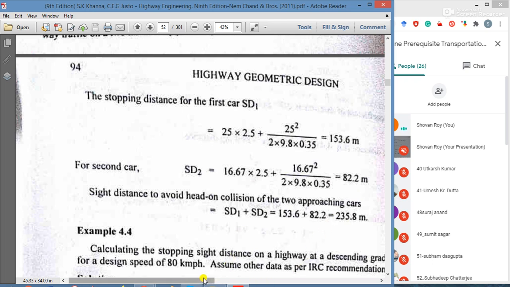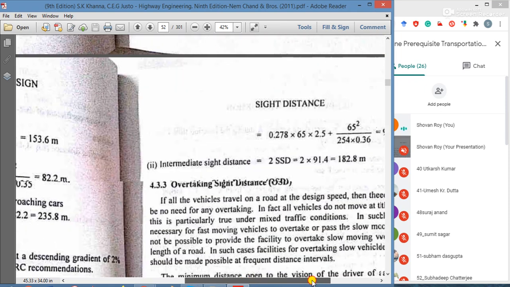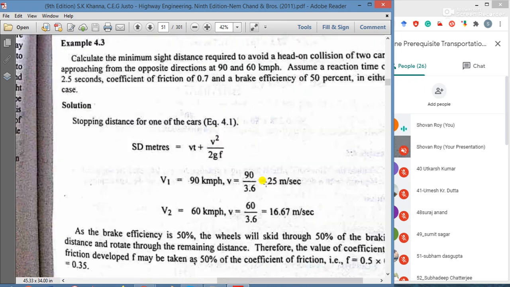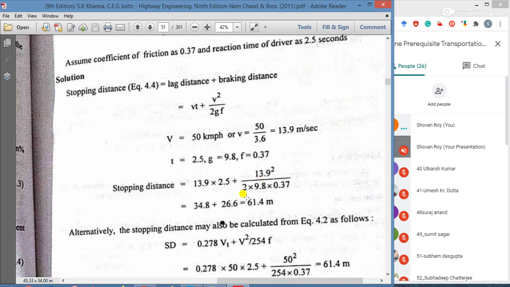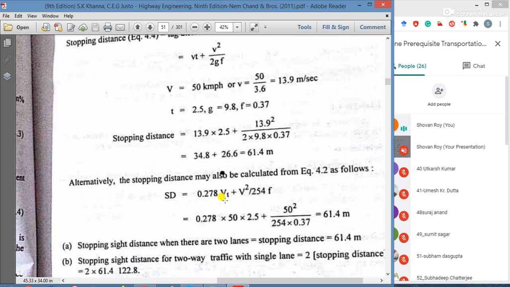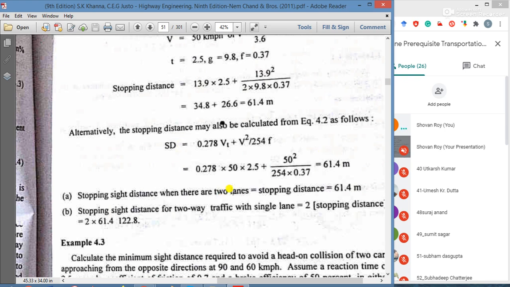So I think the idea of sight distance is getting clear to you, because in the first problem you have seen that the velocity of a single vehicle was given, and from this velocity we calculated the sight distance. The difference was in road condition. One road condition was the stopping sight distance when there are two lanes, and another road condition was stopping sight distance for two-way traffic with single lane.